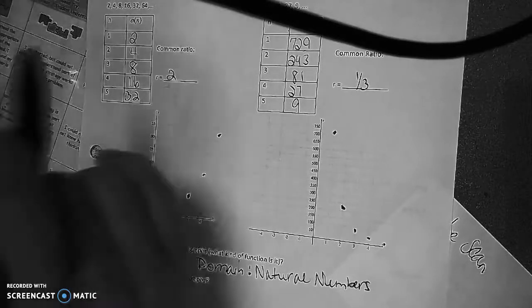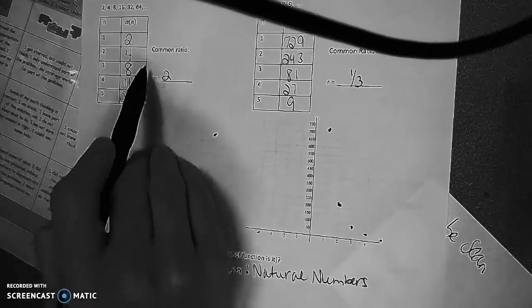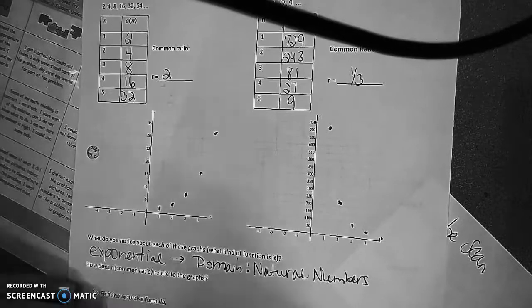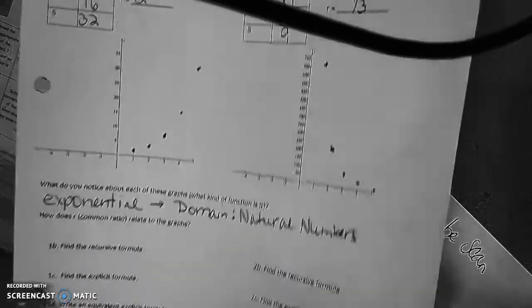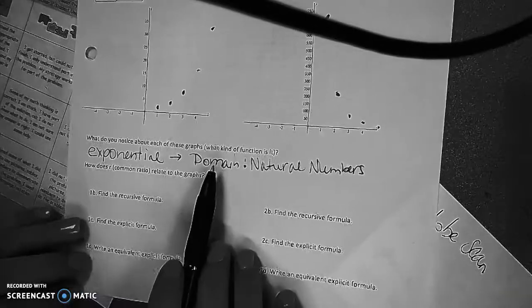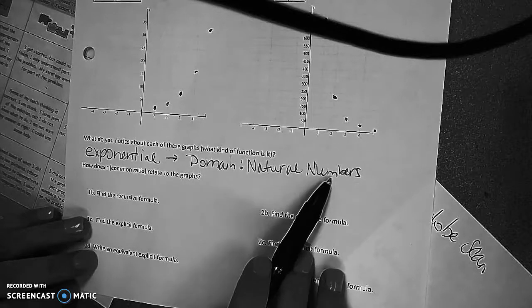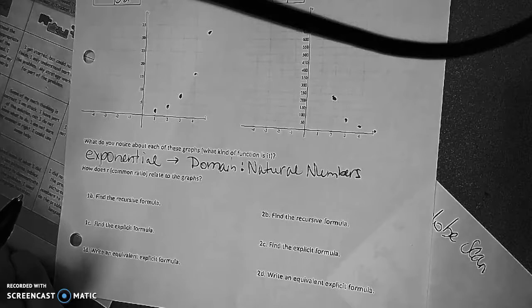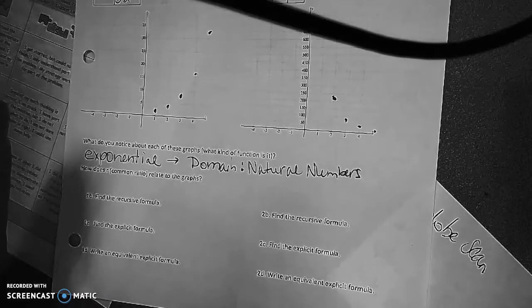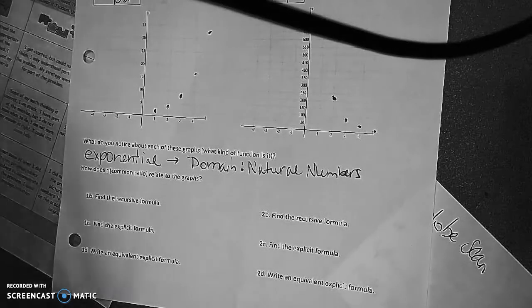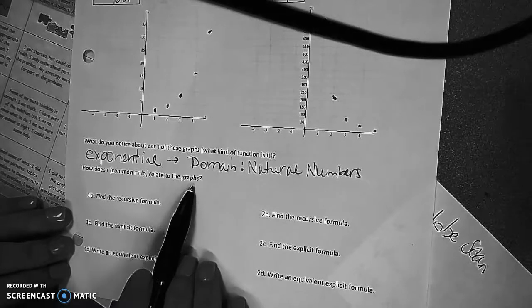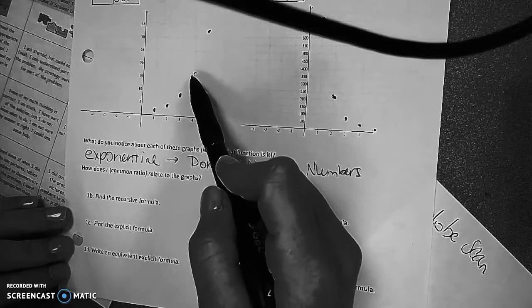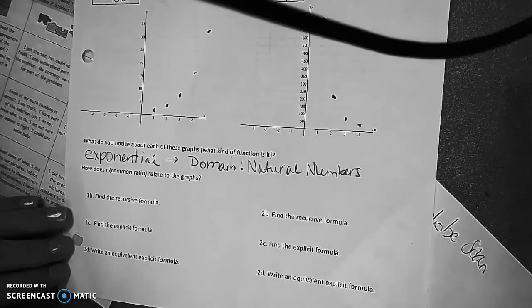Now, they can have values, our Y values or our outputs, also called range, can have those values, but not our domain. And so that's why I've written here that these are exponential functions, but the domain are natural numbers. Natural numbers are also called counting numbers. So your domain is 1, 2, 3, 4, 5, 6, 7, and so on. So how does R relate to your graph? Well, you can see that that's your multiplier every single time.